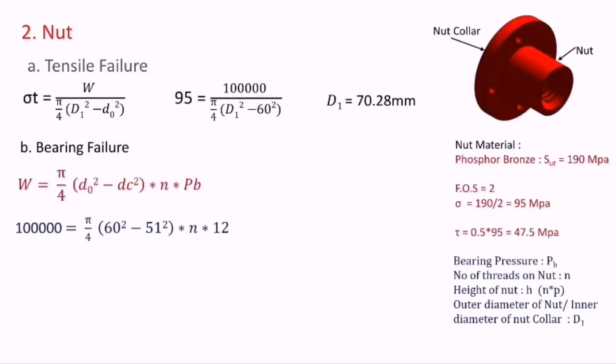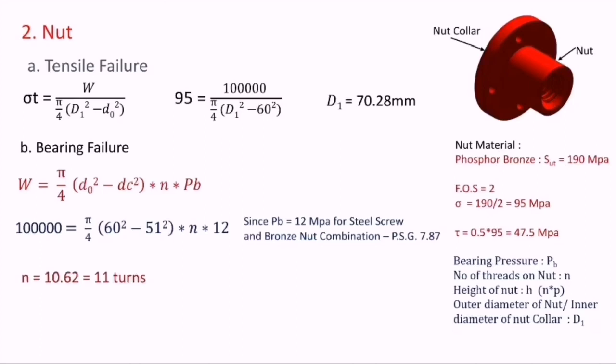This Pb is equal to 12 MPa for the steel screw and bronze nut combination. We have selected the materials for screw as steel and nut as bronze. So from PSG 7.87 we got the value of Pb as 12 MPa. On solving this, I will get number of turns as 10.62, which will round off to 11 turns. Also the height of the nut will be number of turns multiplied by the distance between them, that is pitch. So on solving this, I will get the height of the nut as 99 mm.